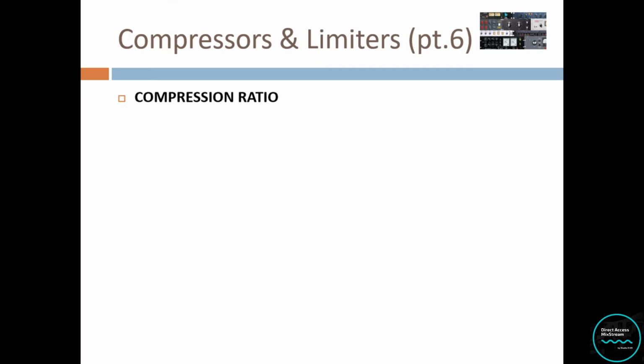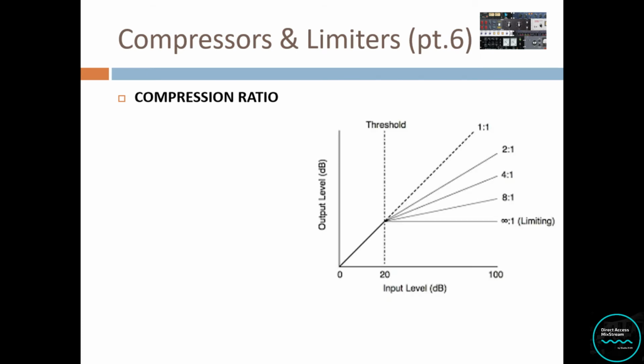Compression ratio. Okay, this is the next parameter, the fifth one. So back again, let's look at this diagram, which will help you to explain what the ratio is. Same thing, input and output level. In the graph, you have your threshold again. So let's say in this case, your threshold is 20 dB.